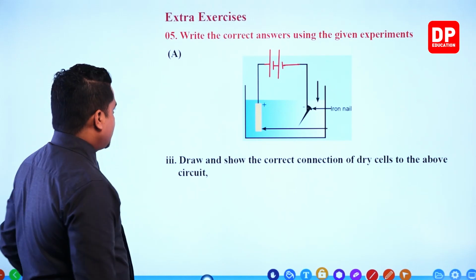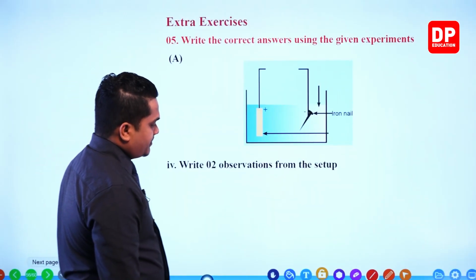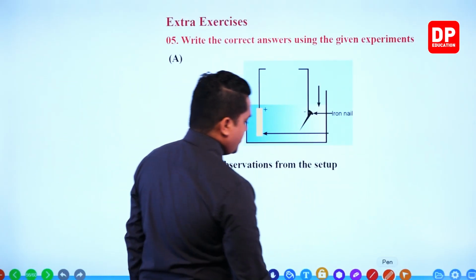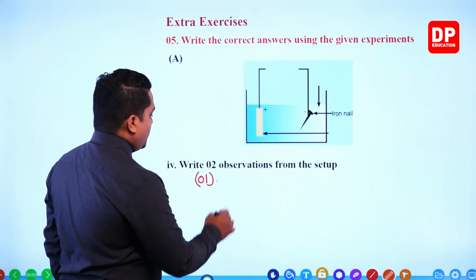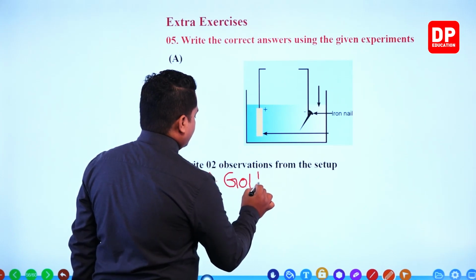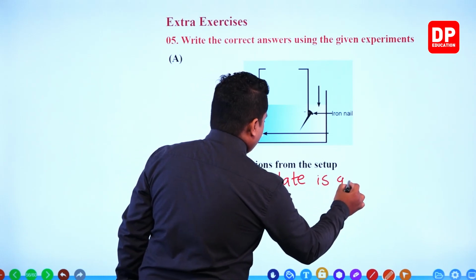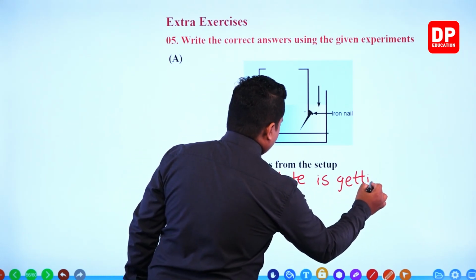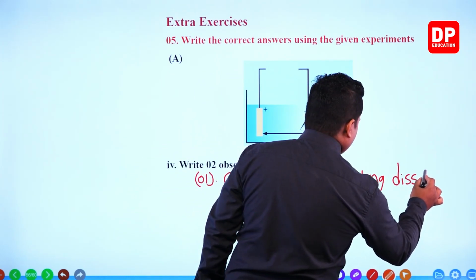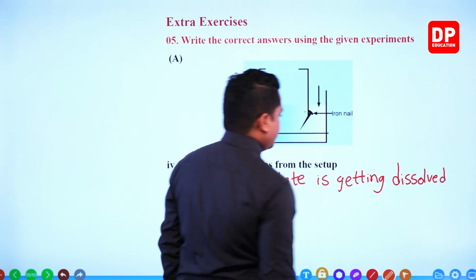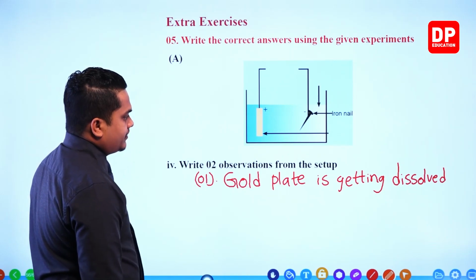Okay, next one. Write two observations from the setup. So the two observations are very simple. Number one, gold plate is getting dissolved.